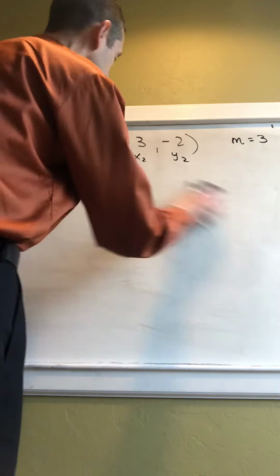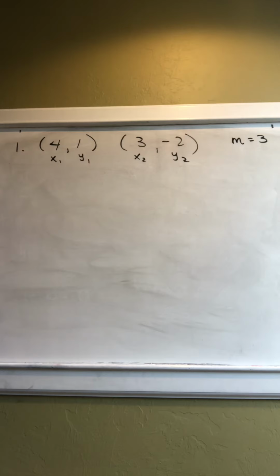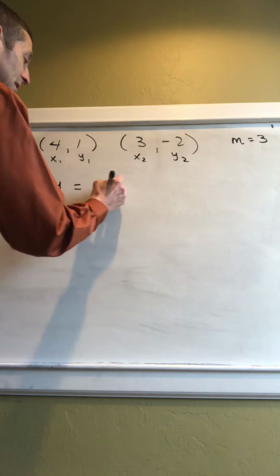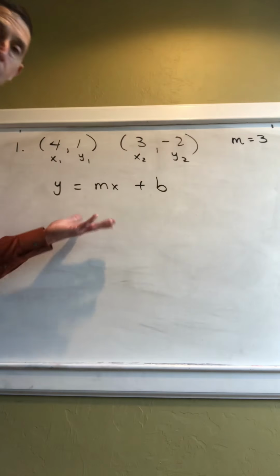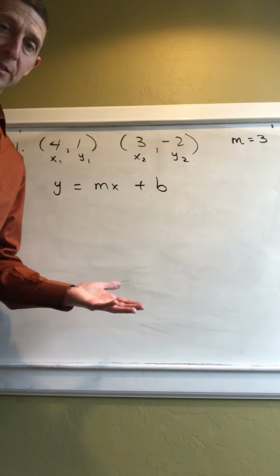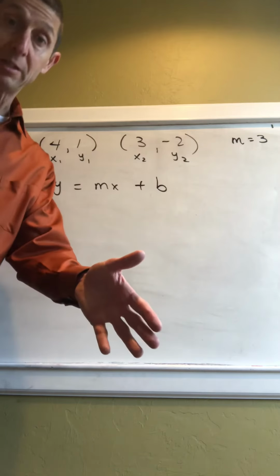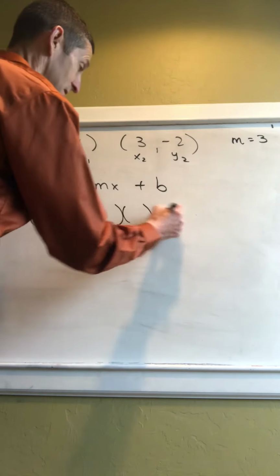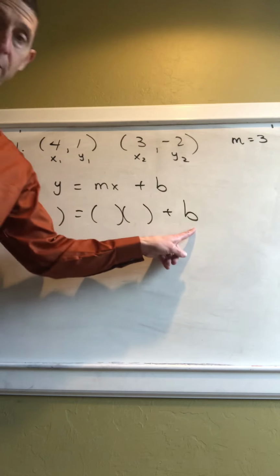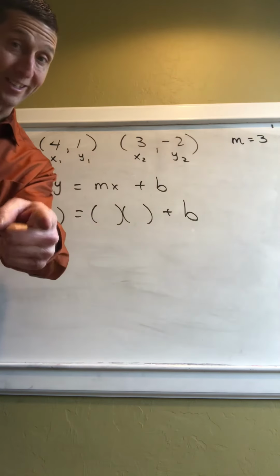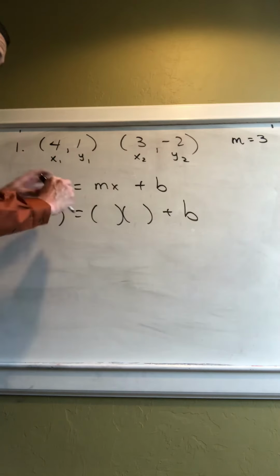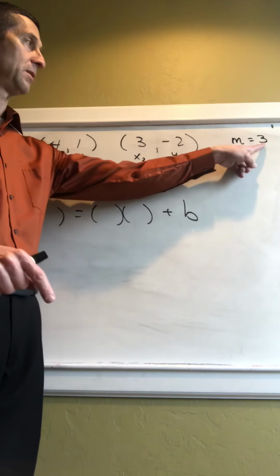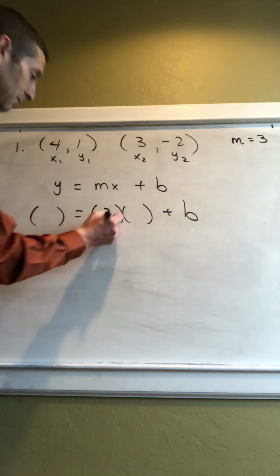Now when you go to find B, we're still using that same move where we write down our best friend, y equals mx plus b. So we write down slope-intercept form, y equals mx plus b. We're going to substitute in for all these letters except b. We're going to leave the b as b, but m, x, y, they're out. We're plugging in numbers. So we know m is equal to 3.